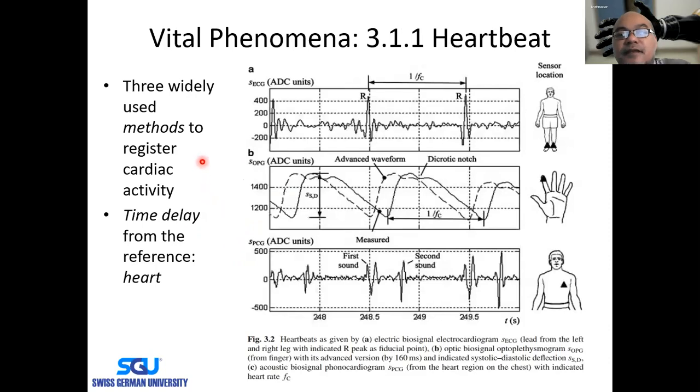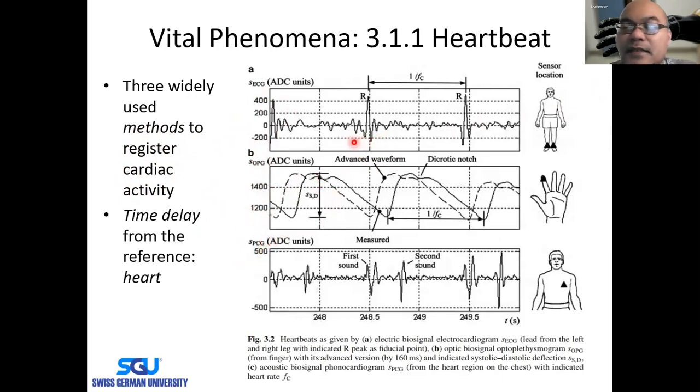For example, for the heartbeat, there are three widely used methods to register cardiac activity. These are the ECG, electrocardiography. Then the OPG, optoplethysmogram. Then the PCG, phonocardiogram.